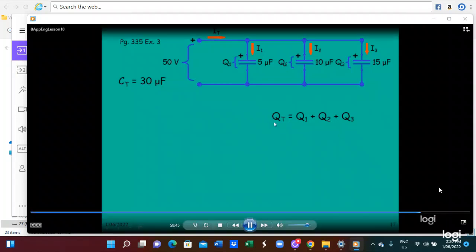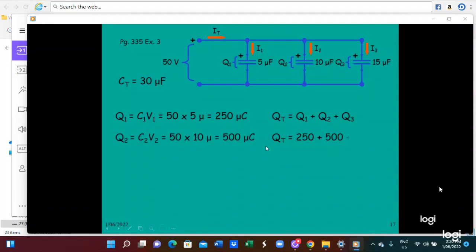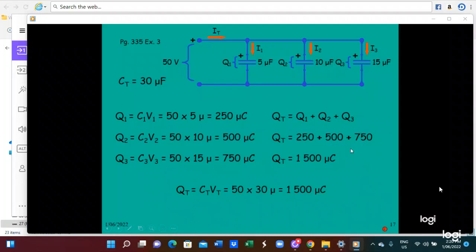Then Q_T equals Q1 plus Q2 plus Q3. Q1 equals C1 V1, 50 multiplied by 5, 250 microcoulomb. Q2 equals C2 V2, 50 multiplied by 10, 500 microcoulomb. Q3 equals C3 V3, 50 multiplied by 15, 750 microcoulomb. So you add everything. Q equals 250 plus 500 plus 750, you get 1500 microcoulomb. Therefore, Q equals 1500 microcoulomb.